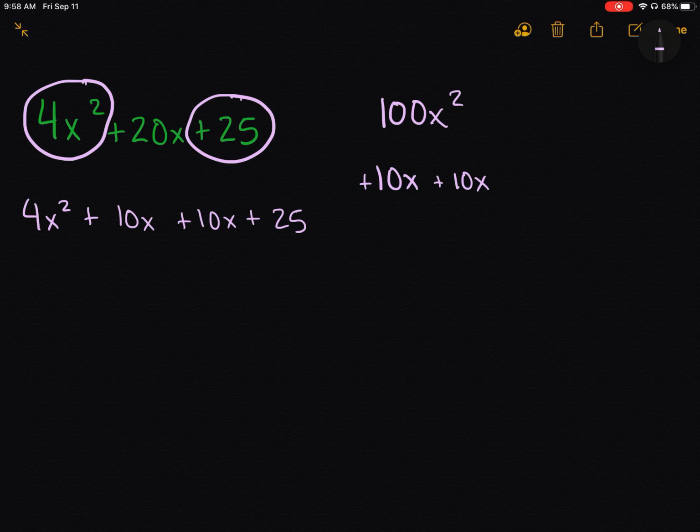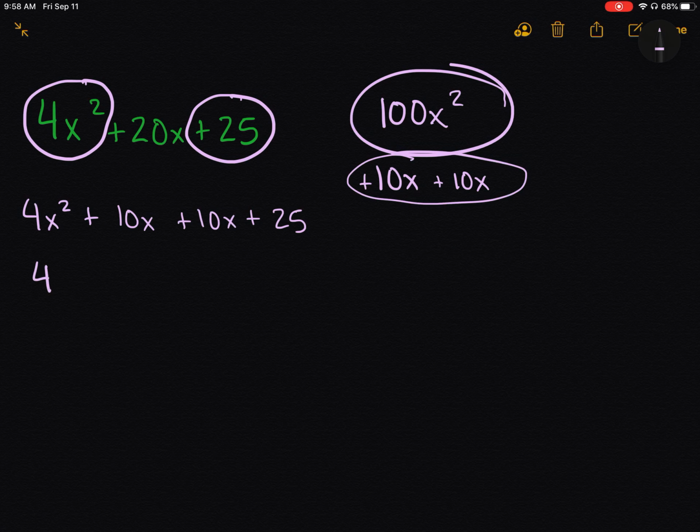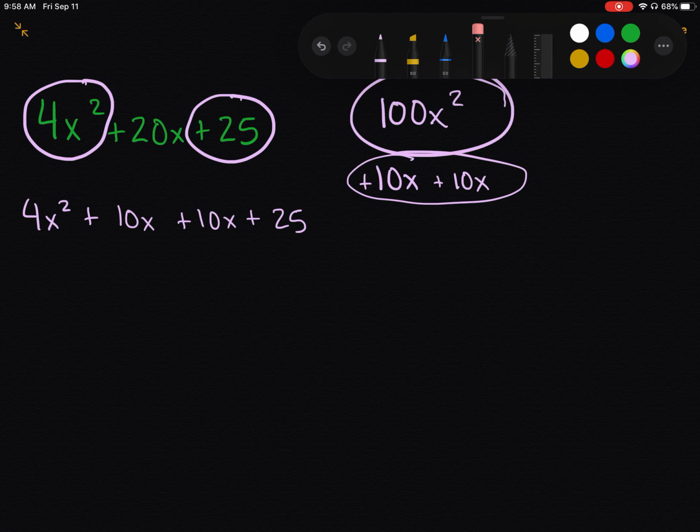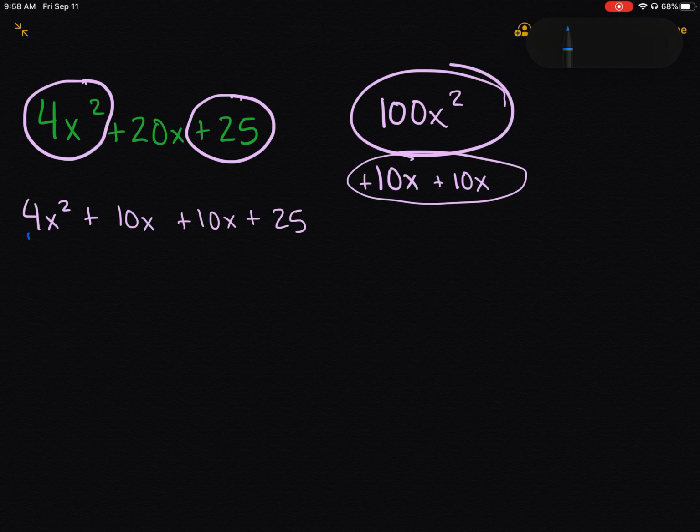A good indicator that it's a perfect square trinomial is when the factors that work are exactly the same thing, or when the number that you get is a perfect square. That's going to be a pretty big clue if the other two numbers are also perfect squares. So we get 4x, I'm sorry, I need to factor out a greatest common factor. We're going to group the 4x squared and the 10x, and we're going to group the second 10x and 25.